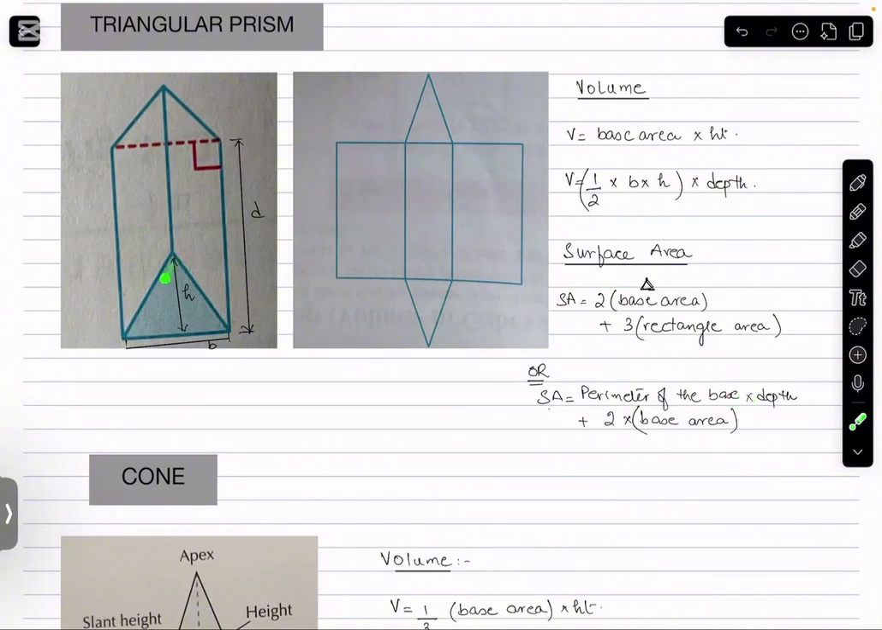triangle. What do I multiply it by? Just multiply by the depth. And then obviously you have the top, you have the bottom. For those, you add twice the base areas, whatever base areas you have. So this is all about triangular prisms here.